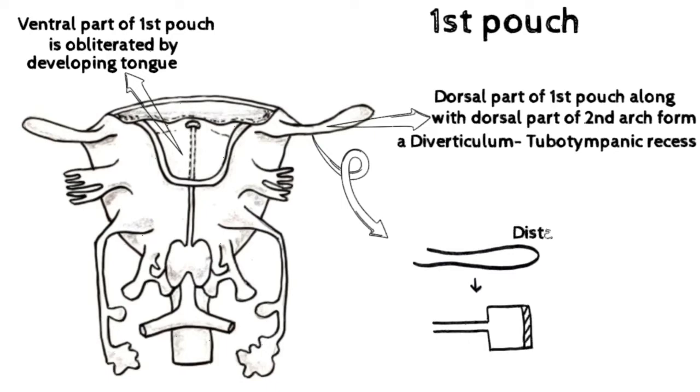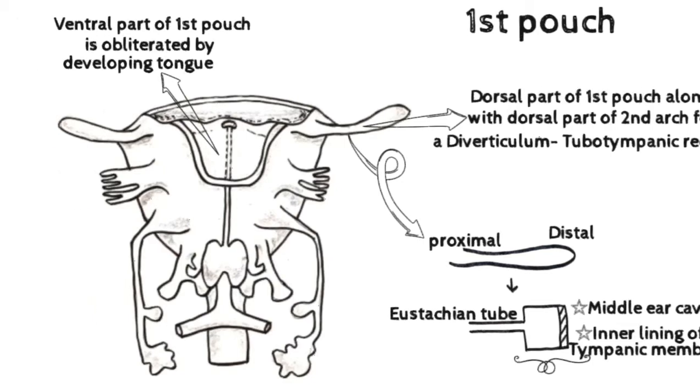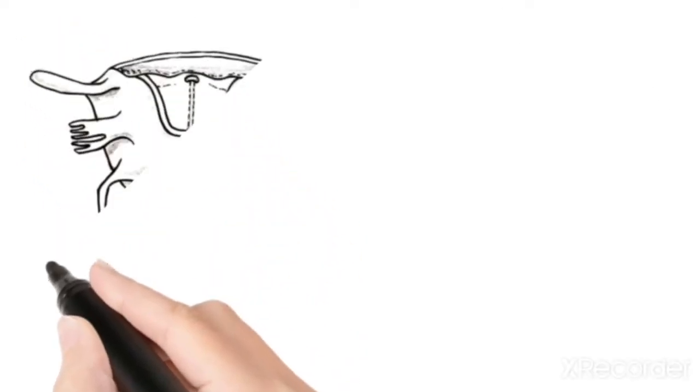The distal part of this tubotympanic recess forms the middle ear cavity and inner lining of the tympanic membrane. The proximal part of this tubotympanic recess forms the eustachian canal or pharyngotympanic canal.